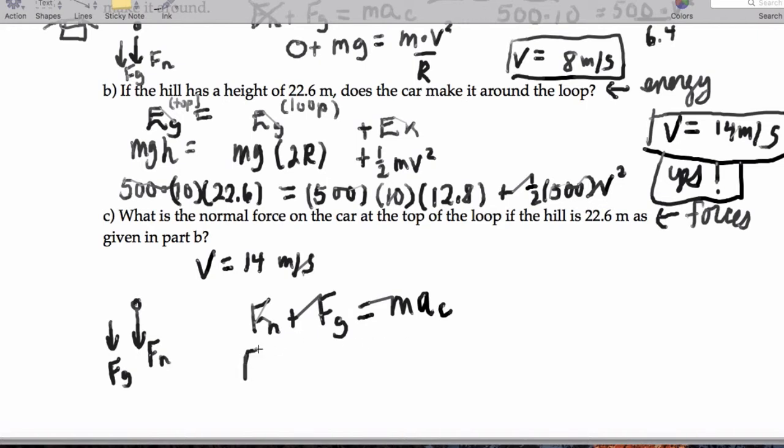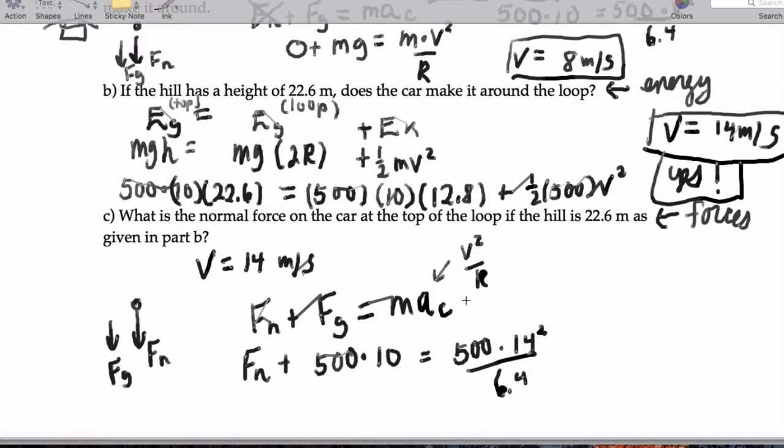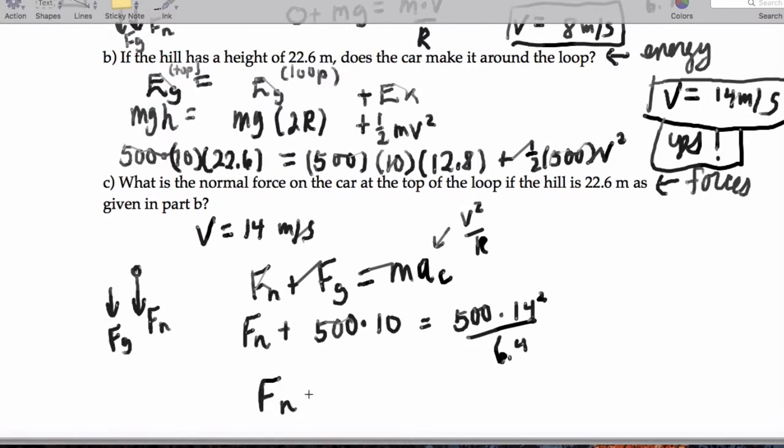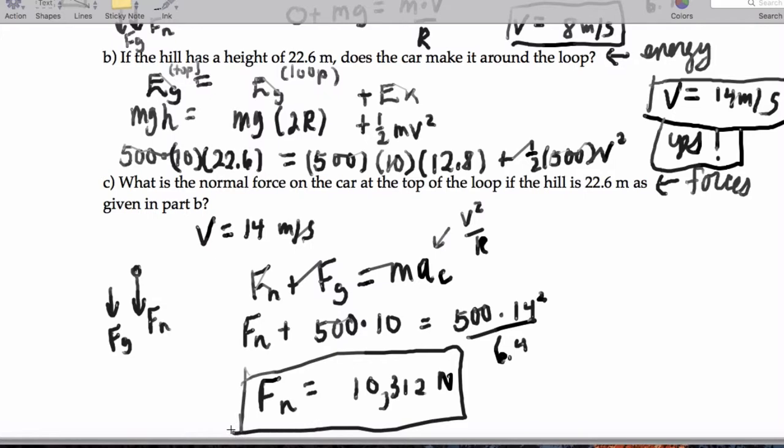So we will have Fn plus 500 times 10 equals 500 times 14 squared divided by that 6.4, because I'm using v squared over r for my centripetal acceleration. And that's going to yield a normal force of about 10,312 newtons. So that is our circular motion problem.